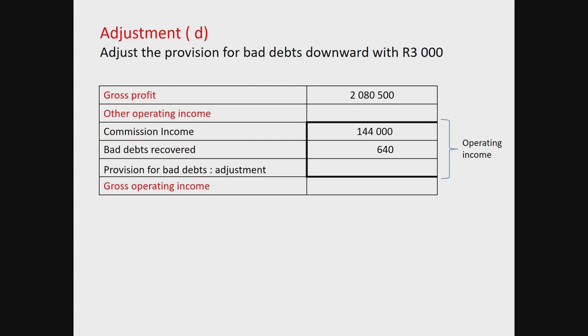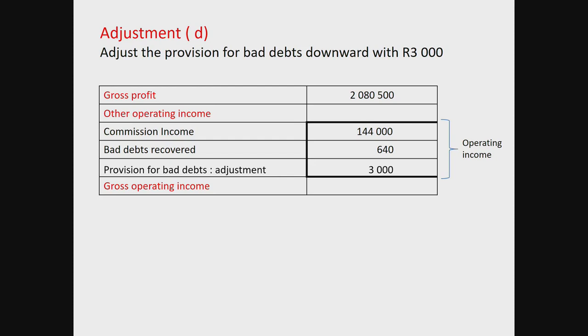Okay? There will be no calculation because the adjustment is giving the answer. The adjustment says go and decrease the provision with 3,000. So now let's make the provision 3,000 less. Go and adjust the provision. So the provision for bad debts adjustment should be 3,000. Again, we are in the operating income section of the income statement. The item we're talking about is provision for bad debts adjustment. Right? So now we have completed the block.